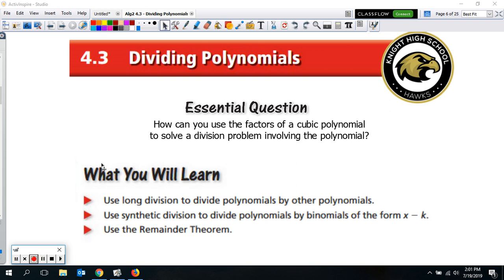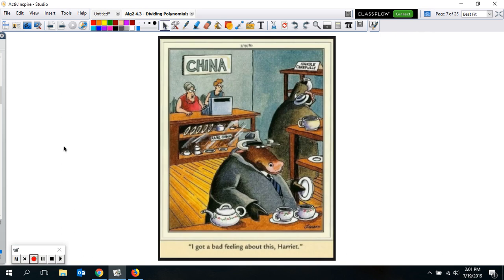So before we get into that, let's go ahead and just look at a quick cartoon of the day. So, Far Side cartoon. Looks like they're bowls or something, maybe in a china shop. The two ladies in the back say, I got a bad feeling about this, Harriet. Kind of reminds me of that movie that came out not too long ago, Ferdinand, where he was in this china shop. That was always a nice little fun movie.